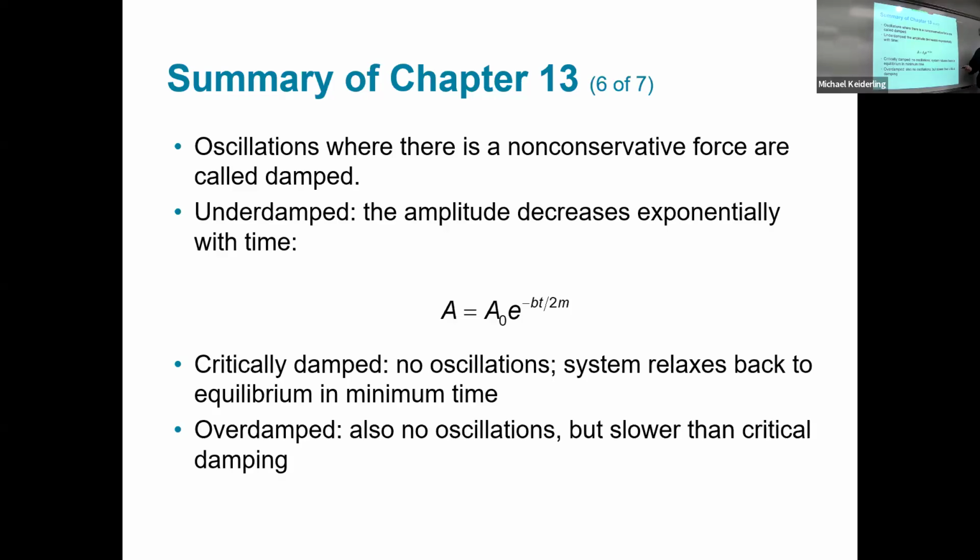Critically damped, there are no oscillations. The system will relax back to equilibrium in the minimum amount of time. And overdamped, there are also no oscillations, but the damping is so large that it takes longer, it's slower than critical damping. So underdamped is dominated by oscillation. Overdamped is dominated by the damping. And critically damped is right in between. So that'll be the fastest relaxation.